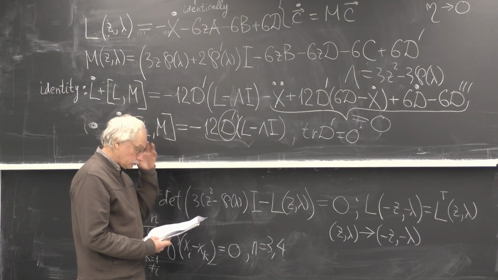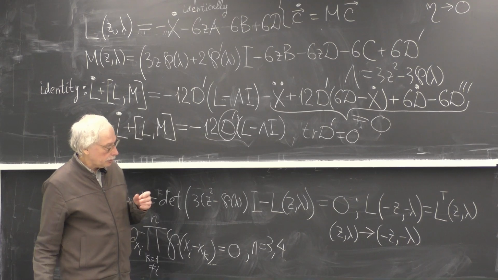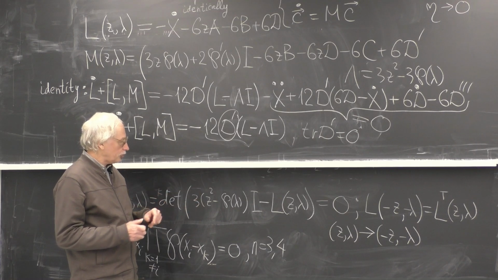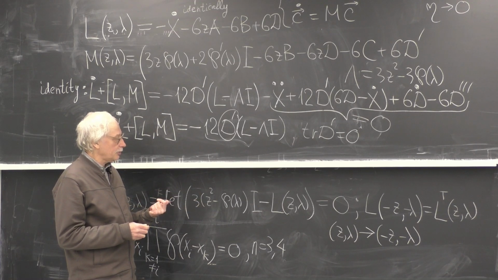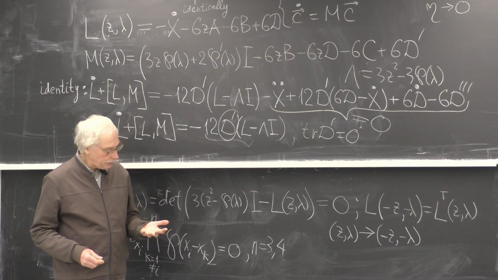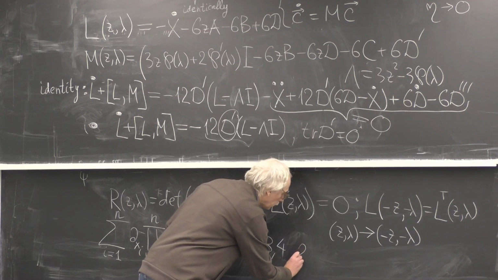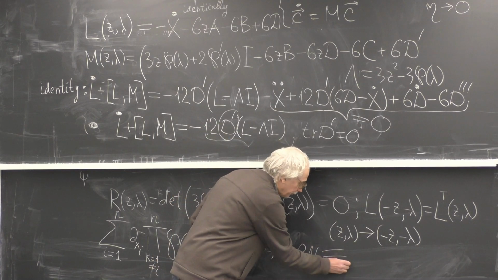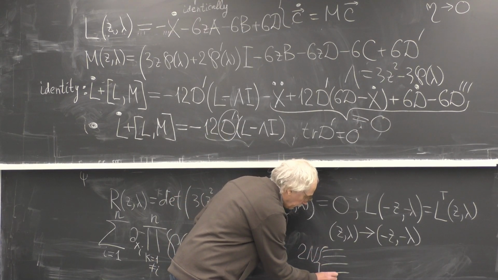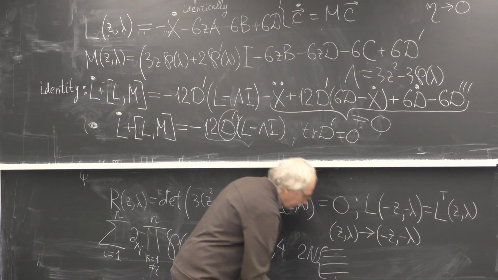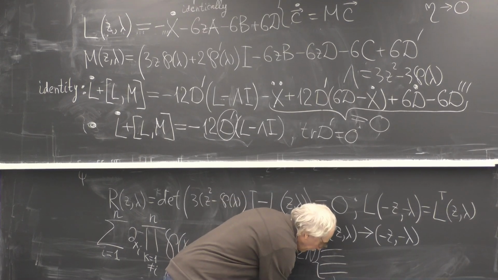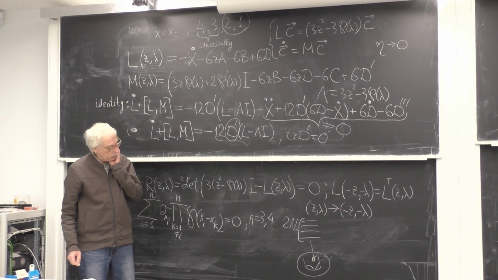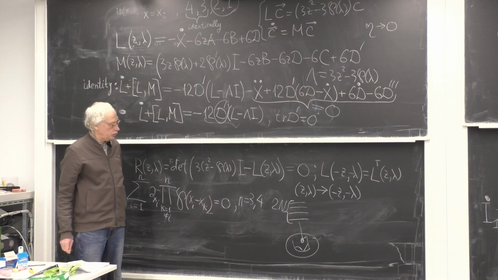So when values of integrals of motion are fixed, this equation defines a covering of the elliptic curve with 2n sheets above the point lambda in the elliptic curve. And it can be proved that the genus of this curve is 2n.